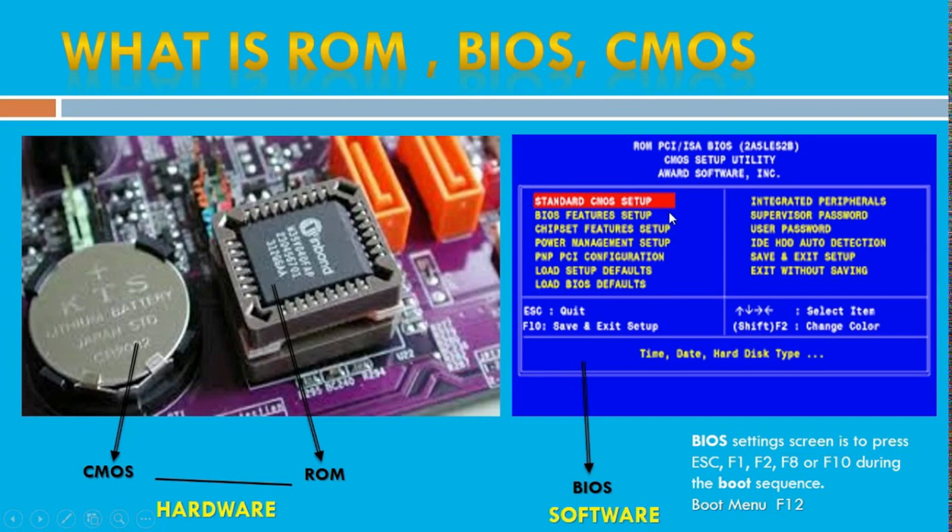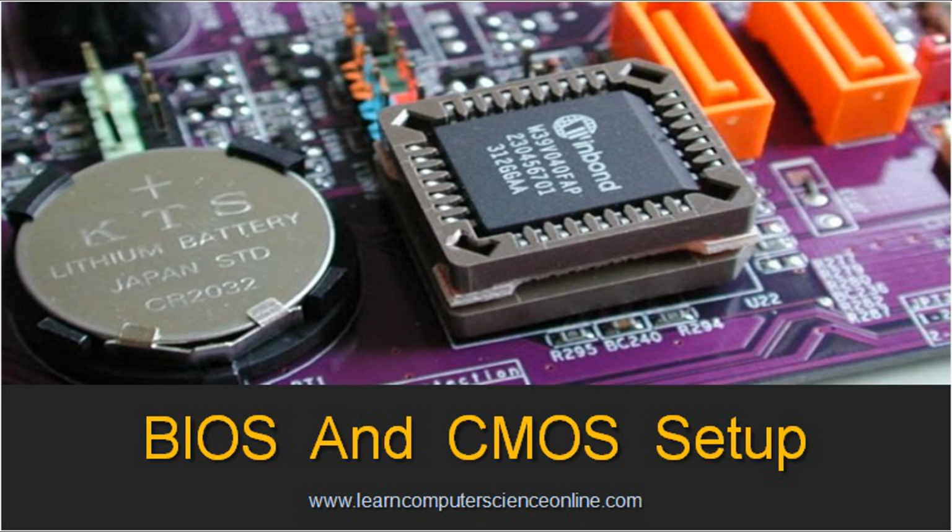In summary, while CMOS stores system configuration settings critical for hardware operation and booting, BIOS provides the foundational software interface needed to initialize hardware components, conduct system checks, and initiate the boot process. Together, CMOS and BIOS ensure that the computer system starts up smoothly and functions correctly.